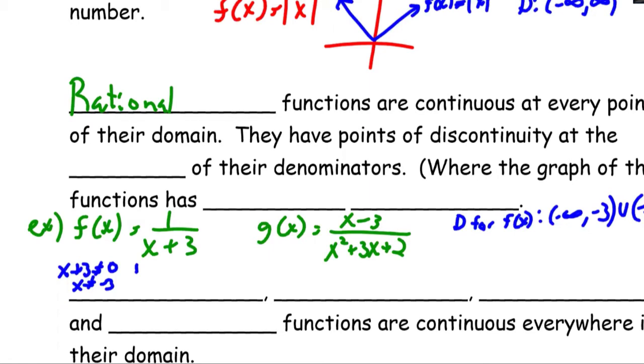So these rational functions have a point of discontinuity at the zeros of the denominator. Because I set the bottom equal to 0, at the zeros of the denominator, the graph of the function has a vertical asymptote.